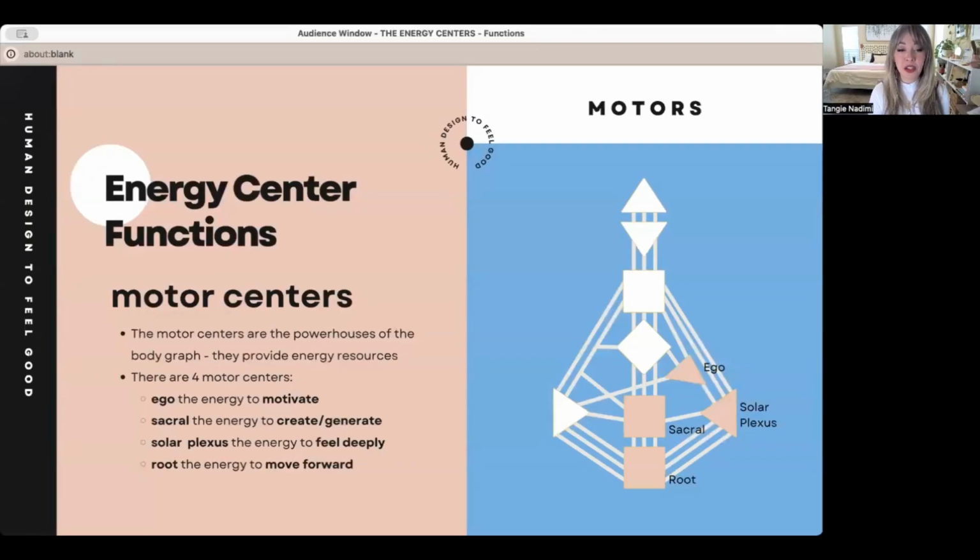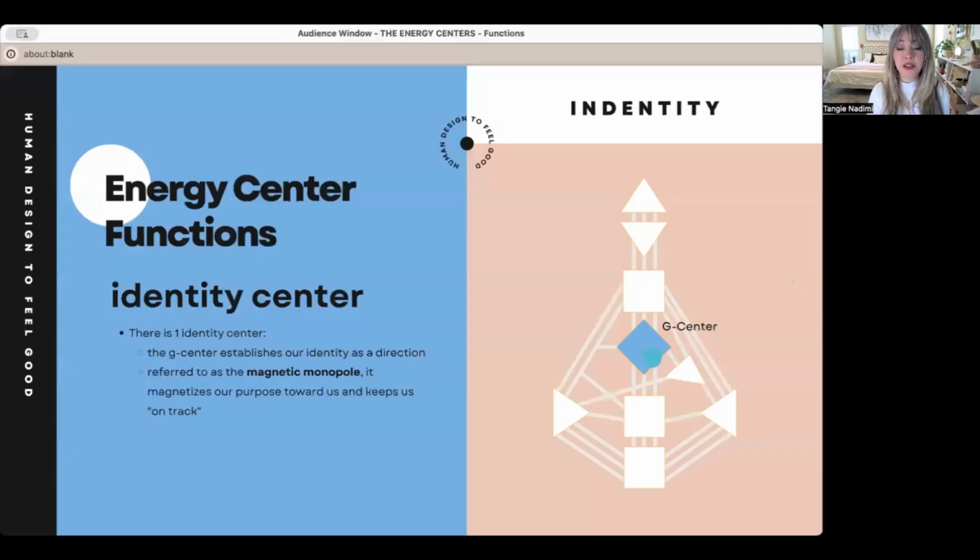There are 4 motor centers in human design. The motor centers are the powerhouses of the body graph. They provide the energy resources to actually move the physical body. The 4 motors are the ego, the sacral, the solar plexus, and the root. The ego has the energy to motivate. It creates willpower. The sacral has the energy to create or generate, produce, or reproduce. The solar plexus is the energy to feel deeply. I also call it the motorized energy for depth and thoroughness. And lastly, we have the root, which creates the energy and the pressure to move things forward and create momentum in a certain direction.